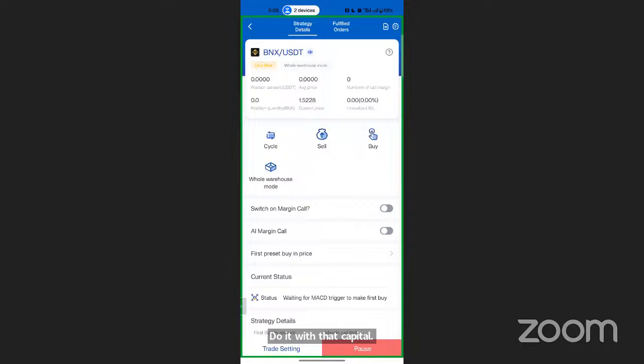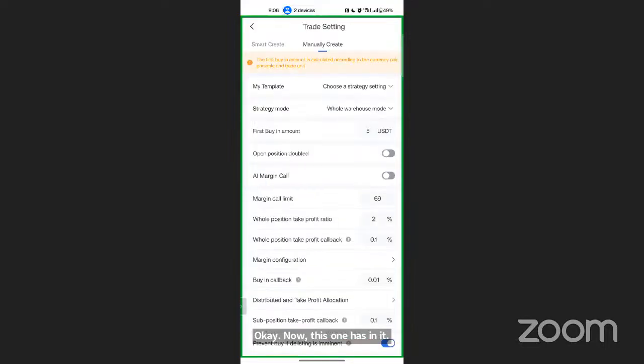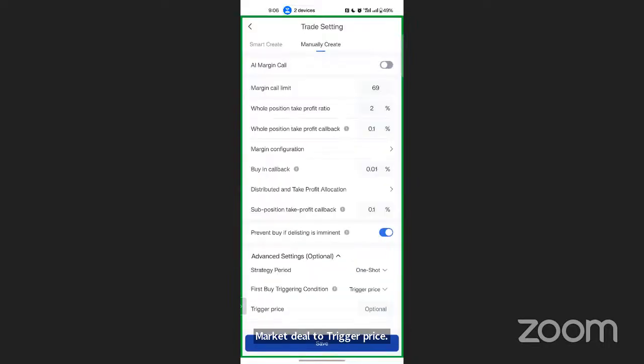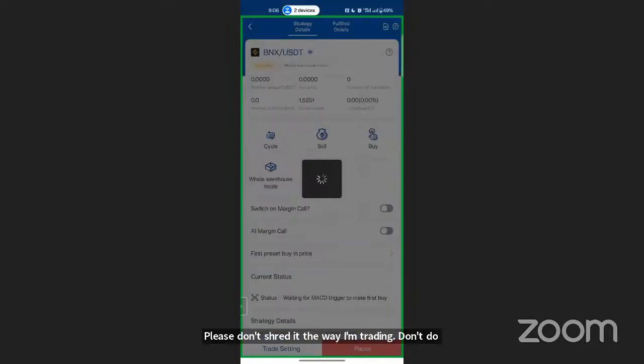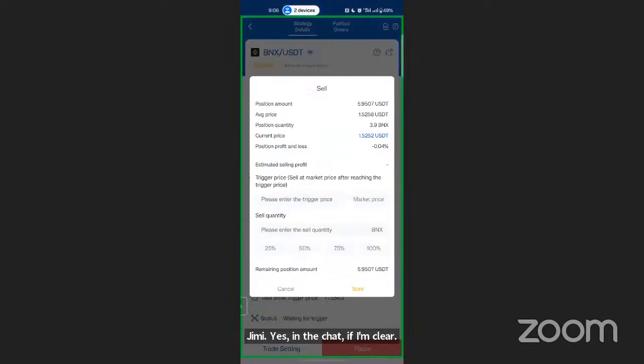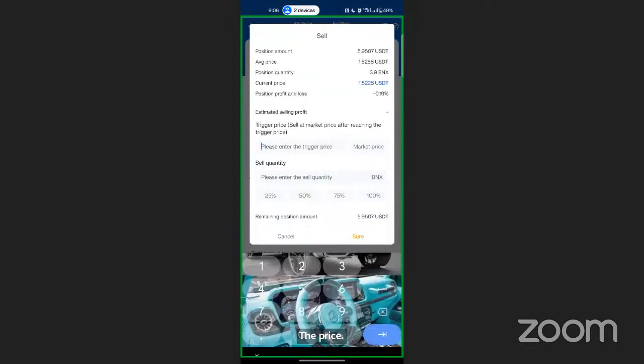Now this one has MACD in it, so I'll change from MACD to trigger price. Please, don't trade the way I'm trading. Don't do it. Me, I'm just doing this for teaching purposes. Give me a yes in the chat if I'm clear. Then I will put in the price here, the price that I want my robot to sell.